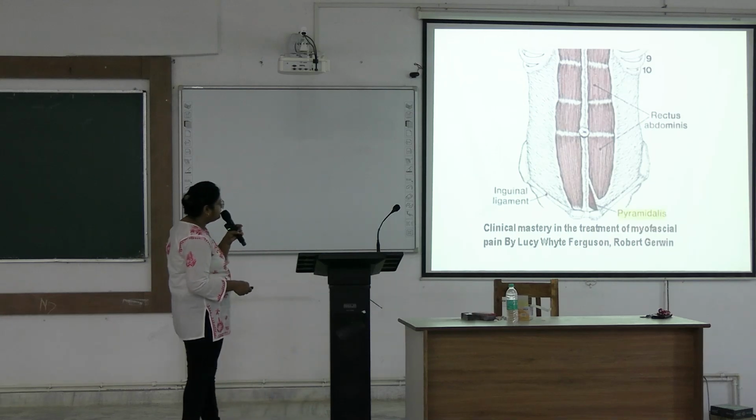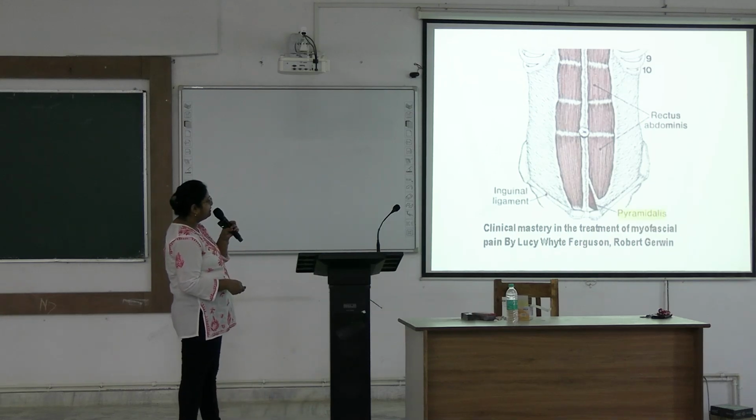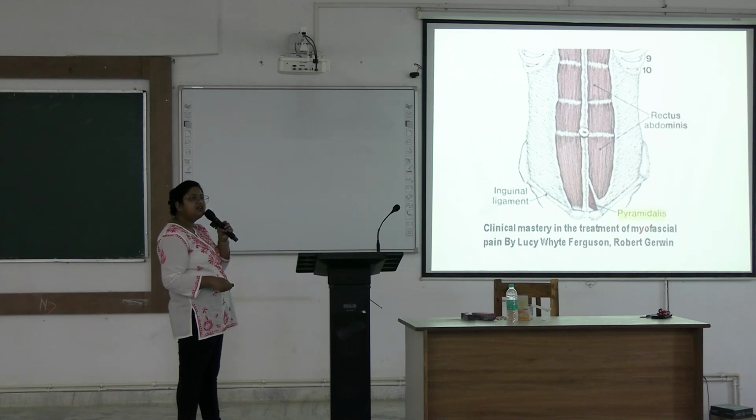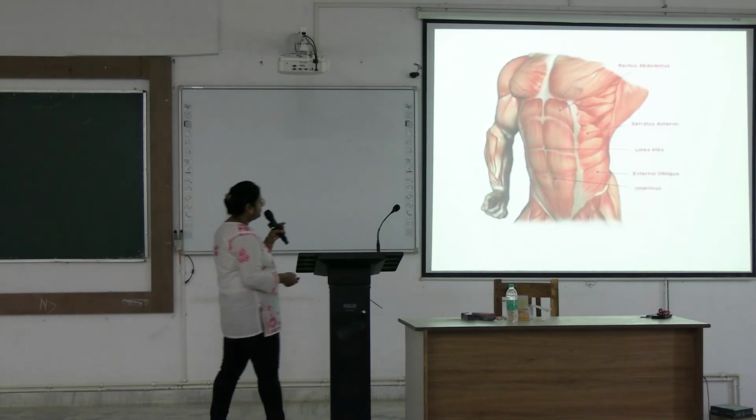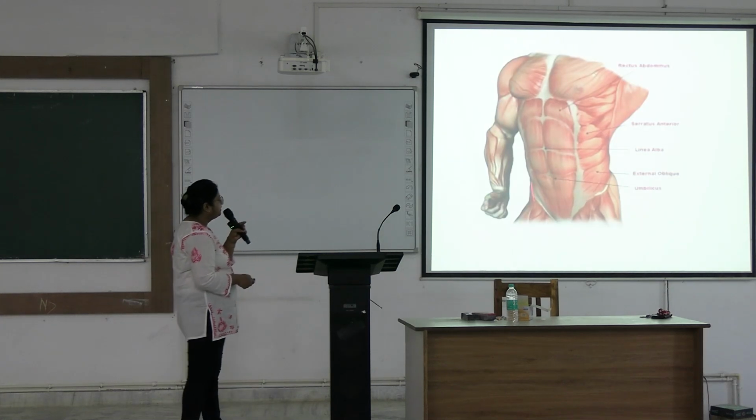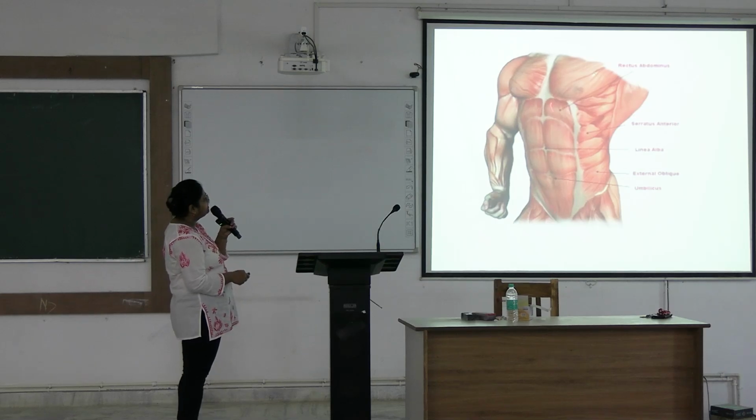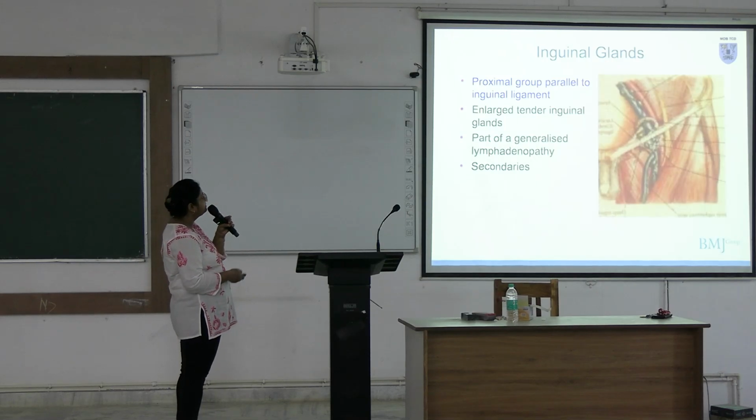This is the treatment: you have to suture this near the linea alba. These are the tendinous intersections, the six packs formed in the rectus abdominis.